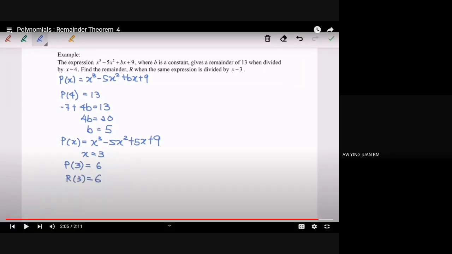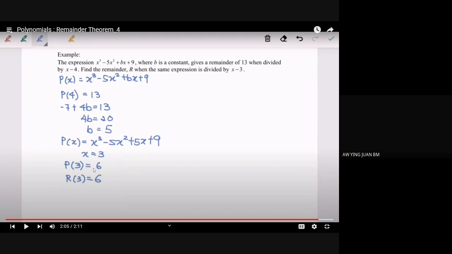Okay, so nampak macam mana saya tulis? Saya tulis ini, kemudian saya tulis x equals to 3, and then saya substitute, then saya key in calculator. Okay, then saya guna function calculate. Terus keluar jawapan 6. So boleh tulis P(3) equals to 6.